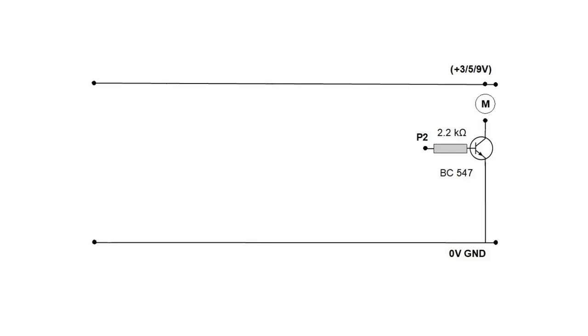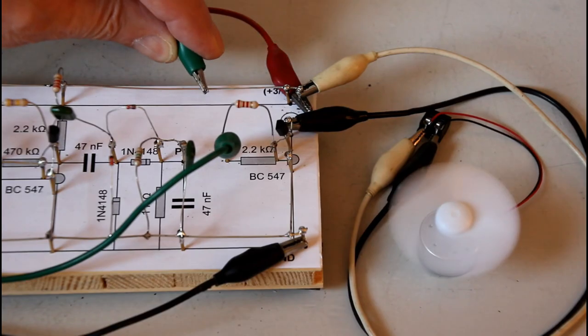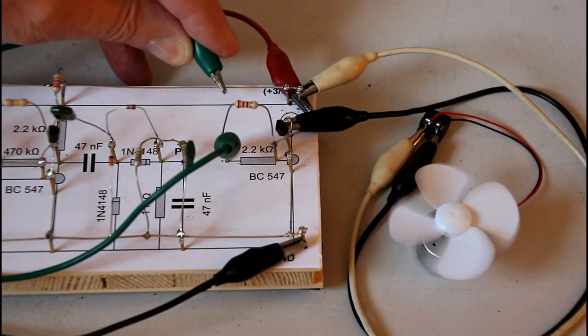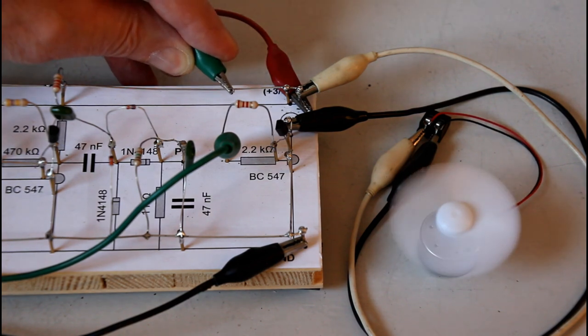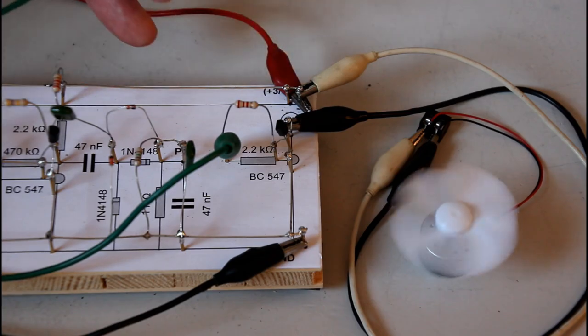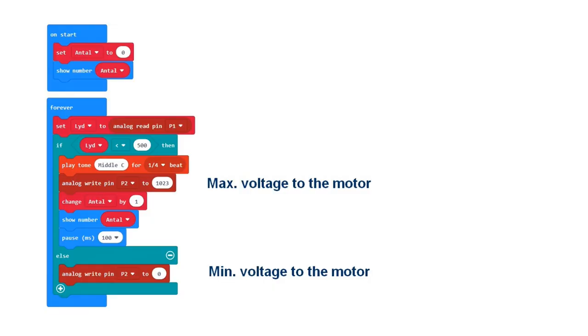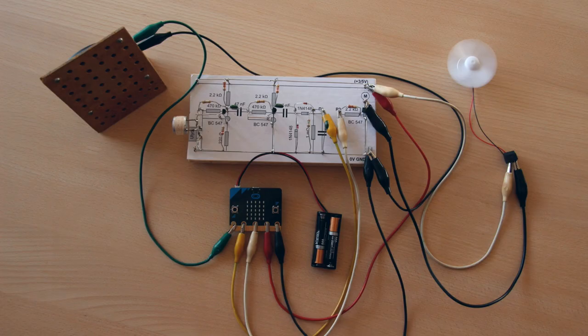The last stage on the board is a transistor that can drive a small motor. When P2 is made high, connected to plus 3 volts, the transistor conducts. This is what it looks like. Now I have extended the program so that it sends a voltage to P2 when the ultrasound becomes too weak. Now the layout looks like this.